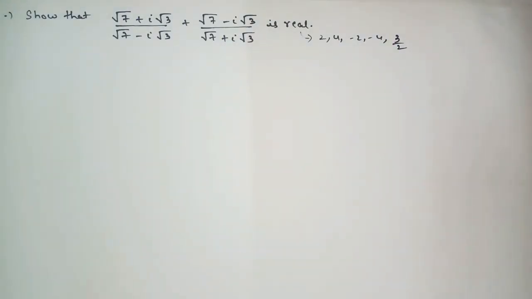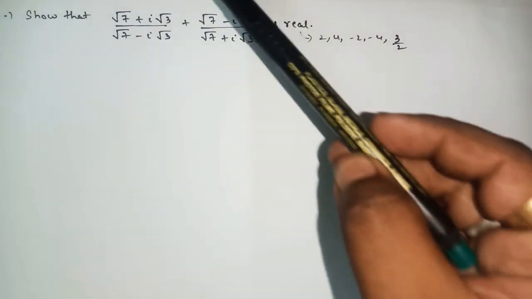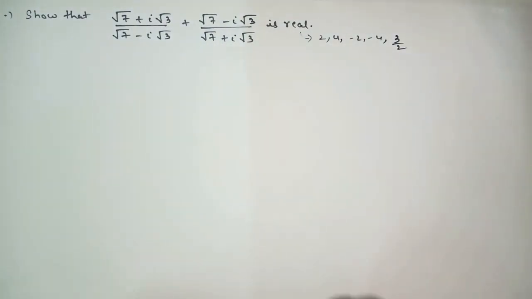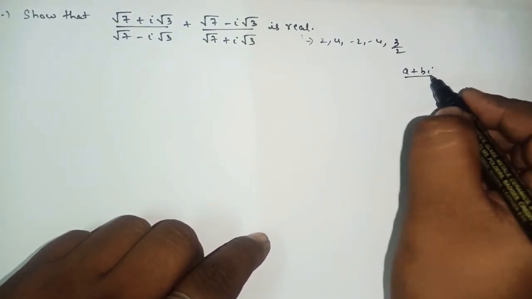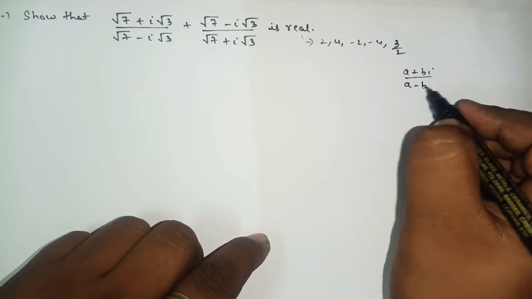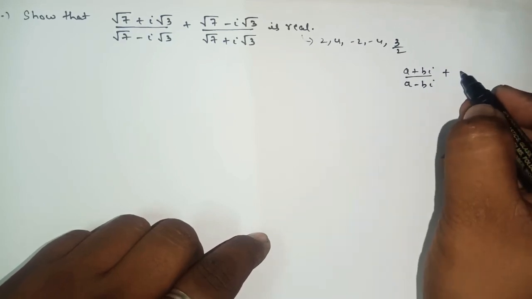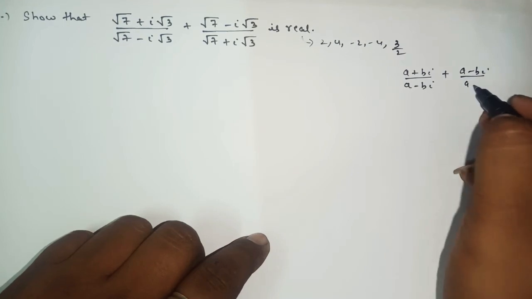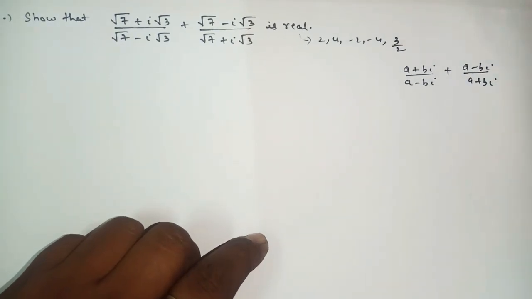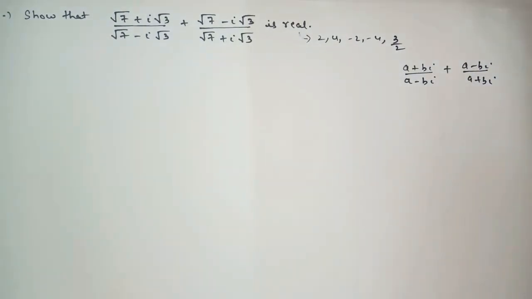So now here we have the pattern. Clearly we can see that this numerator and denominator look like what? A plus bi upon a minus bi. So here we have plus. This looks like what? A minus bi upon a plus bi. This same type of sum we actually did in the last lecture, yes or no?